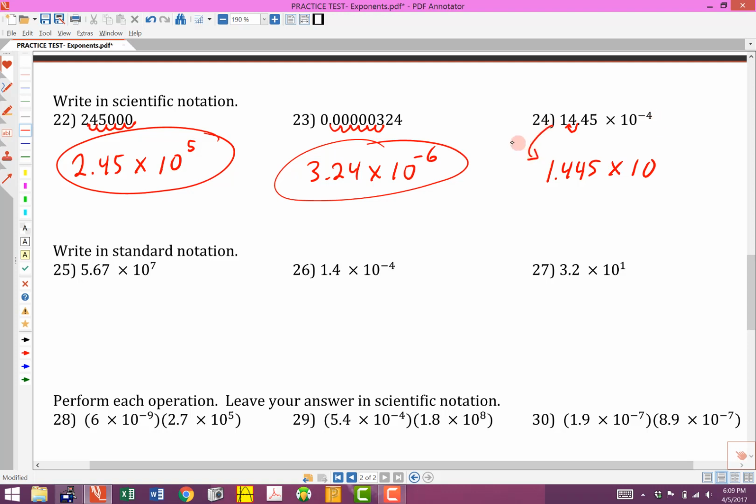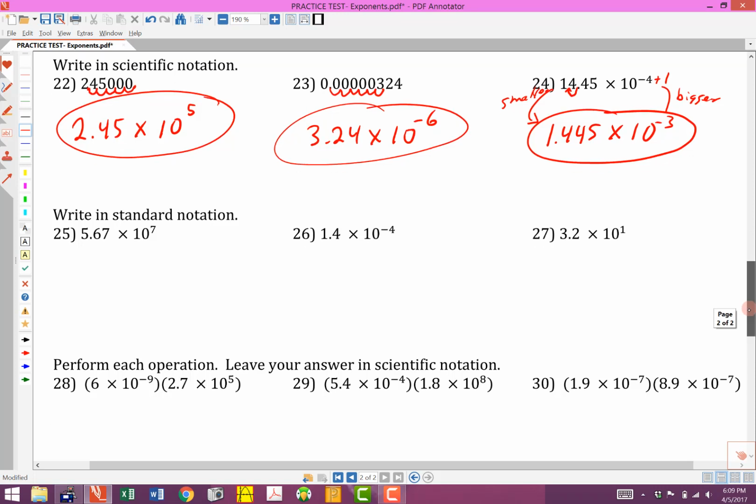If we make the decimal number smaller, we make the exponent bigger, and we're going to make it bigger by the same number of decimal places that we moved it. So we're going to make it bigger by adding 1. Don't just say, oh, I'm going to make it a 5. That's not the way it turns out. -4 plus 1, that's going to be -3. So in scientific notation, that number right there is 1.445 times 10 to the -3.